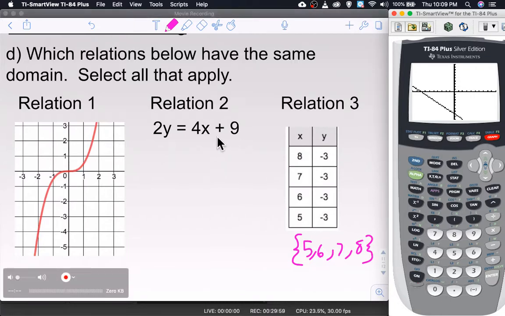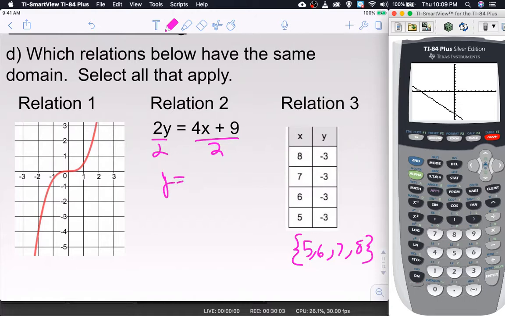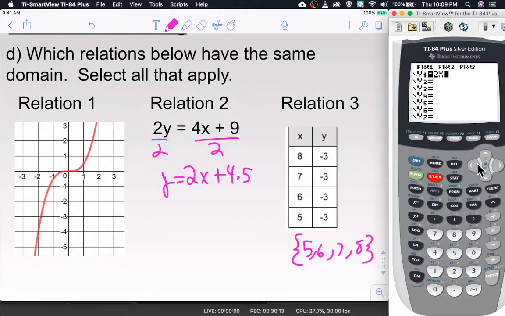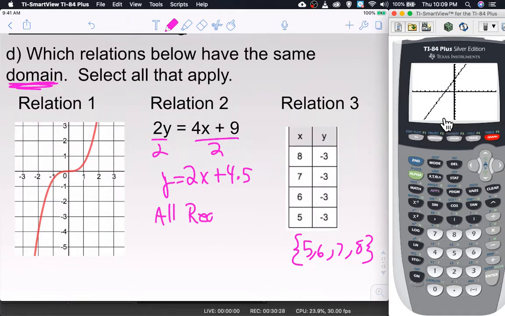Relation 2, I can tell that I can solve this into slope-intercept form, y equals 2x plus 4.5. And like I told you before, any equation in slope-intercept form will go through all possible x and y values as long as it is not a vertical or horizontal line, and this is not. So this guy has a domain of, we're talking about just domain here, it has a domain of all real numbers.